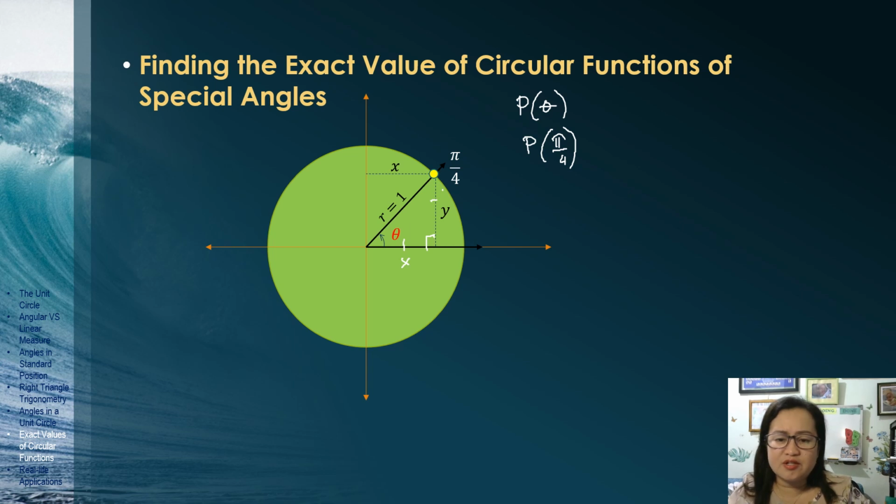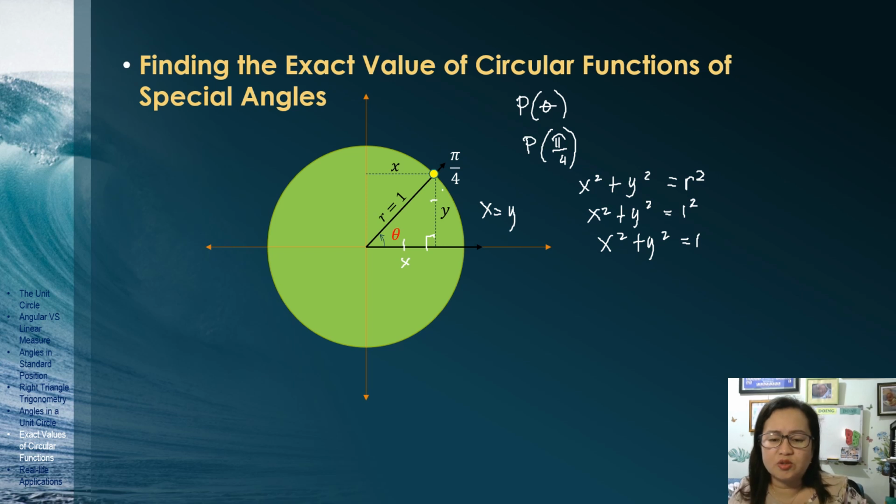Using the Pythagorean theorem, we will have x squared plus y squared. The sum of the squares of the legs is equal to the square of the hypotenuse. Now we know that r is equal to 1, so replace r by 1. So we will have x squared plus y squared is equal to 1. Now since this is isosceles, then x is equal to y.